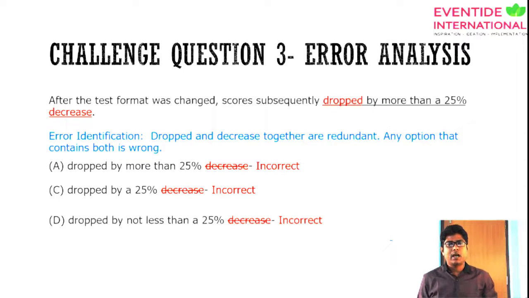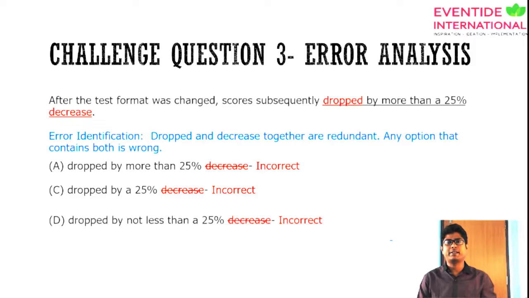Option A states, after the test format was changed, scores subsequently dropped by more than 25% decrease. Now you see, the problem is you have already used the word "dropped." You don't need to use another word, "decrease," to identify the decrease in the score. So thus, "decrease" is redundant in any of the given options that contains both the word "dropped" and the word "decrease." Thus, options A, C and D are all wrong.